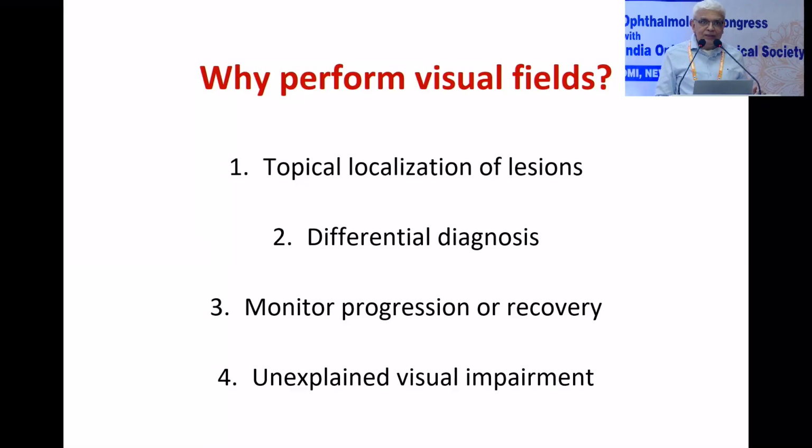There are many reasons for doing visual fields. Topical localization is one and the most common, but we also use fields for, say, differential diagnosis. You have a swollen disc. If you see a central scotoma, it's optic neuritis. If you see an altitudinal field defect, more likely to be an AION.